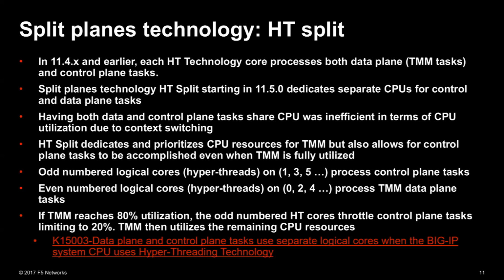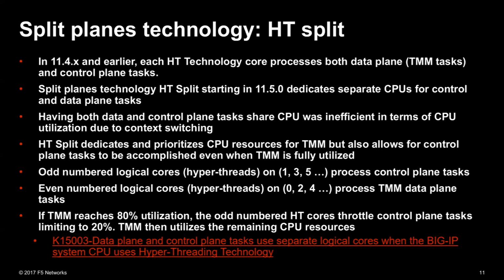Having TMM share a logical core with control plane tasks requires the traffic management operating system to perform context switching between TMM and control plane tasks. This context switching introduces latency that can impact performance. Additionally, the control plane and TMM tasks may block each other.